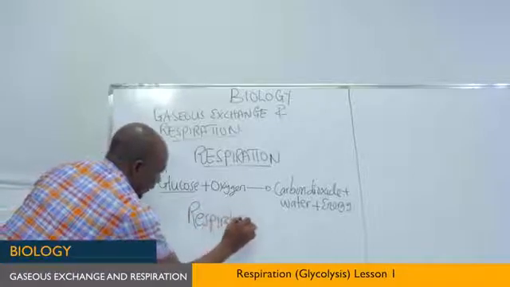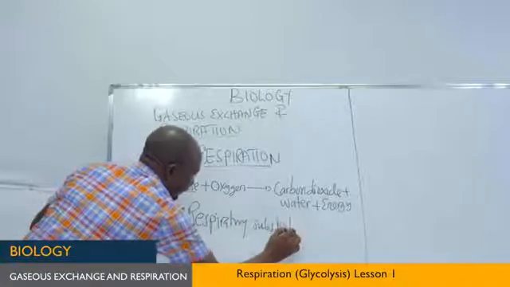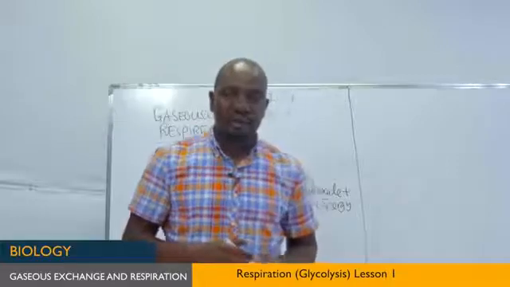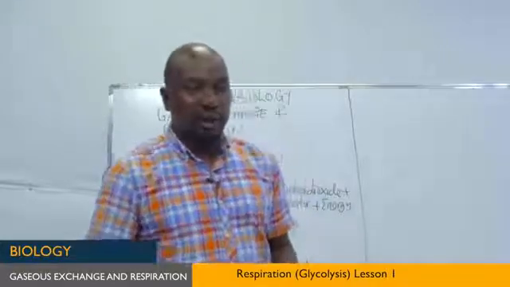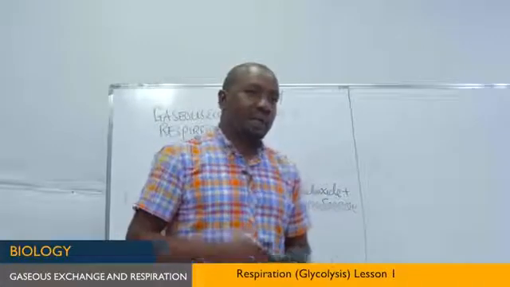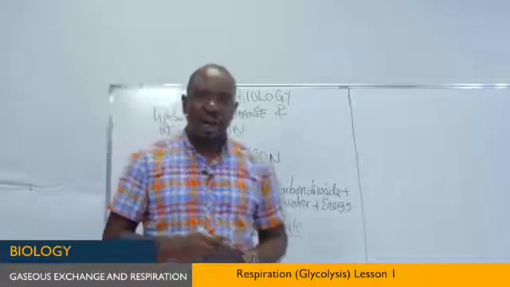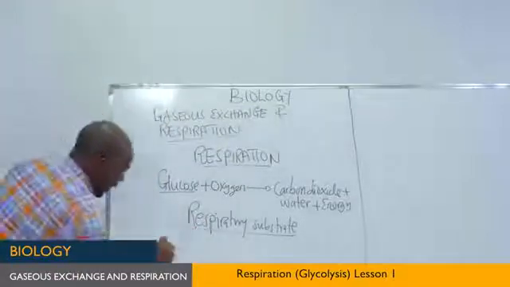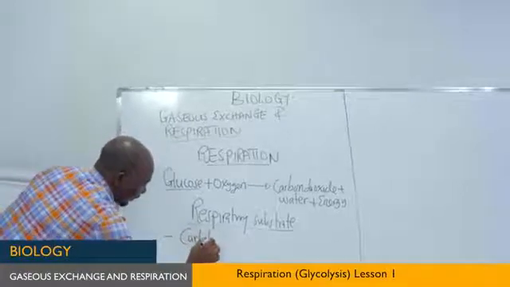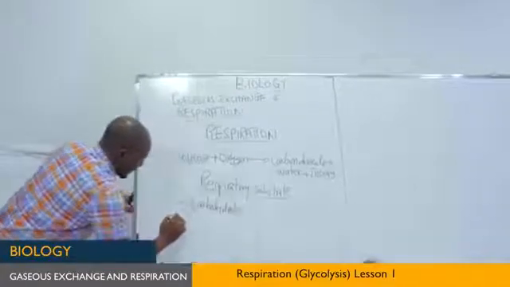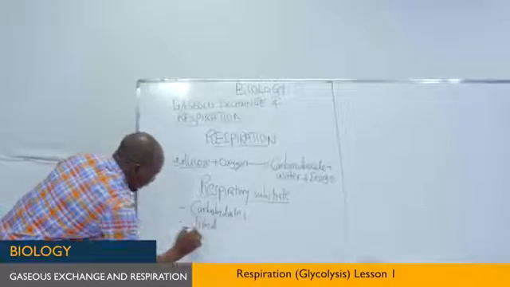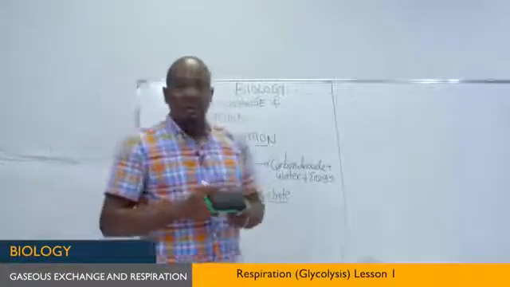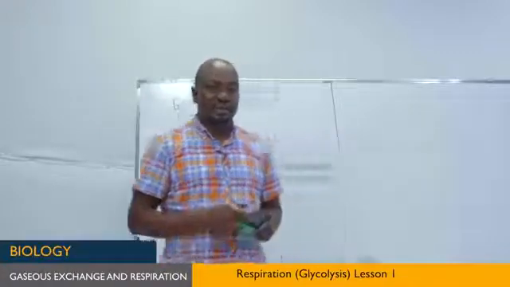Respiratory substrate. So the respiratory substrate is any organic substance which is oxidized or broken down to produce energy. Among the classes of food we have, only 3 classes of food are oxidized, and hence we have 3 types of respiratory substrate, and these are carbohydrates, lipids, and proteins. These are the only three classes of food which are used as respiratory substrate.